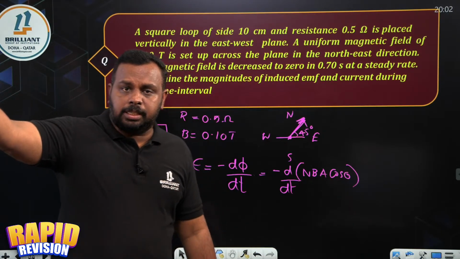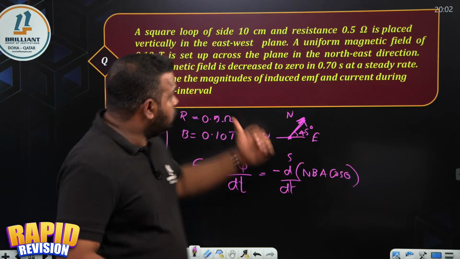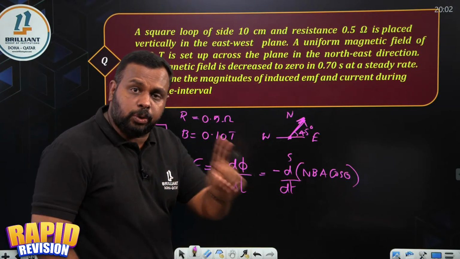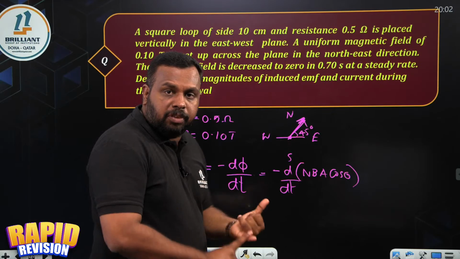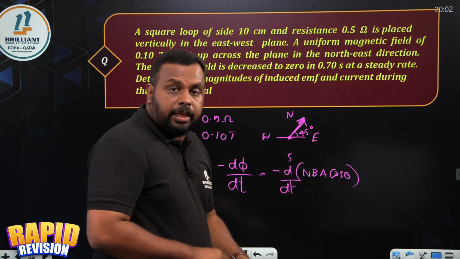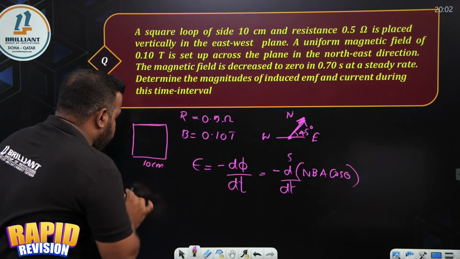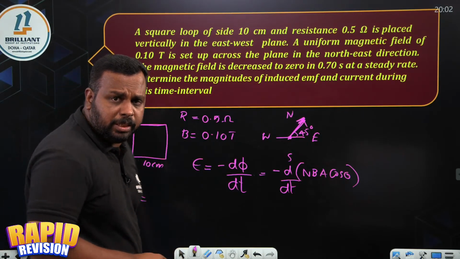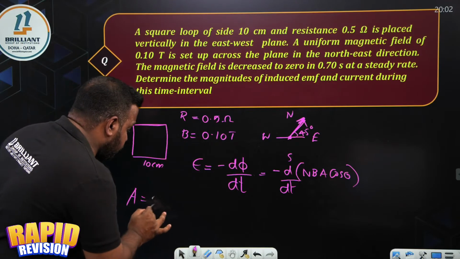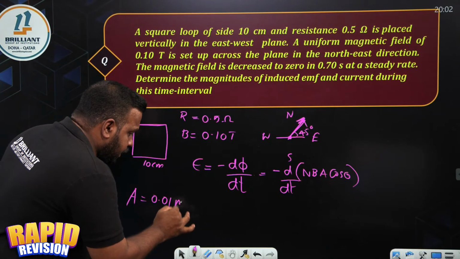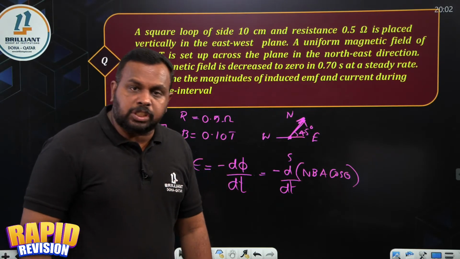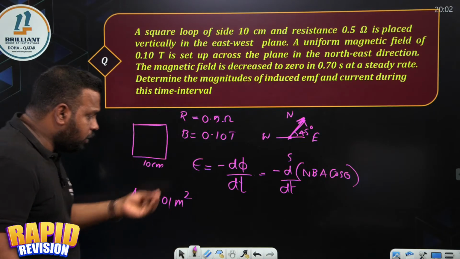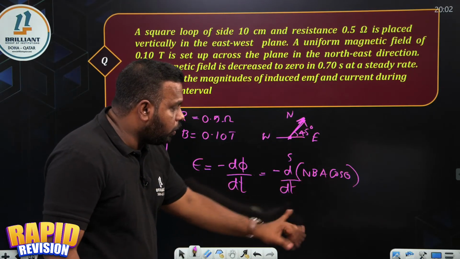The formula is NBA cos theta, isn't it? N is the number of turns. They did not say anything about the number of turns, so you can take it as 1. B is given. The area of the square loop you can find. The side is 10 centimeter, 0.1 meter, so the area will be 0.01 meter square.